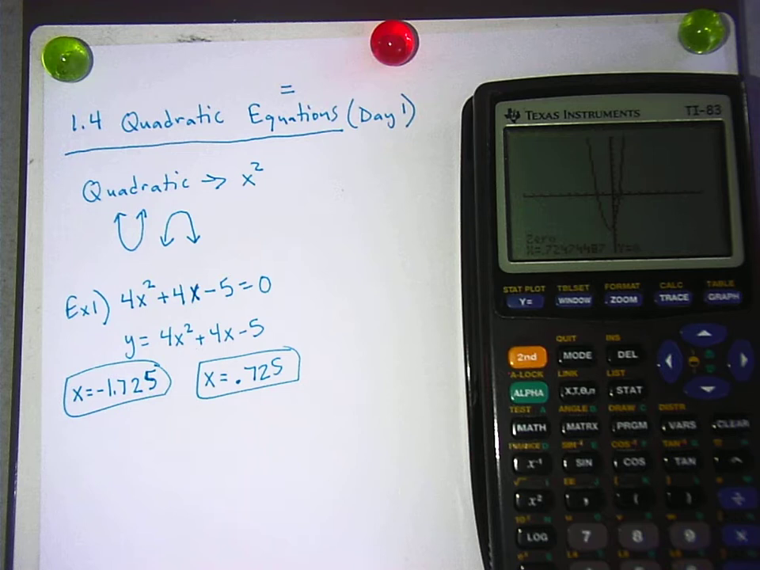Right. That's what I always do. And then you go to second calc, zero. Okay, so your left bound, right, to enter. Left bound means just left of this point, and then you're gonna go above it. Yep, good, set right down, enter, and enter again. Point 725.